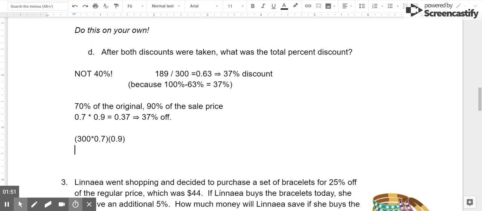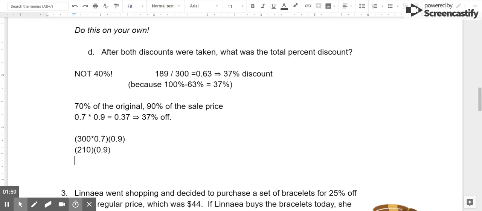So if I were to simplify this expression, 300 times 70% gives me 210, and then I took 90% of 210, and that gave me 189. So this is the same procedure that I took before. So what I'm trying to show you here is that at any time I have an item that costs X dollars, and I know that it's discounted certain amounts, I can take X times 1 minus the discount times 1 minus the next discount, and it will give me my total discount.